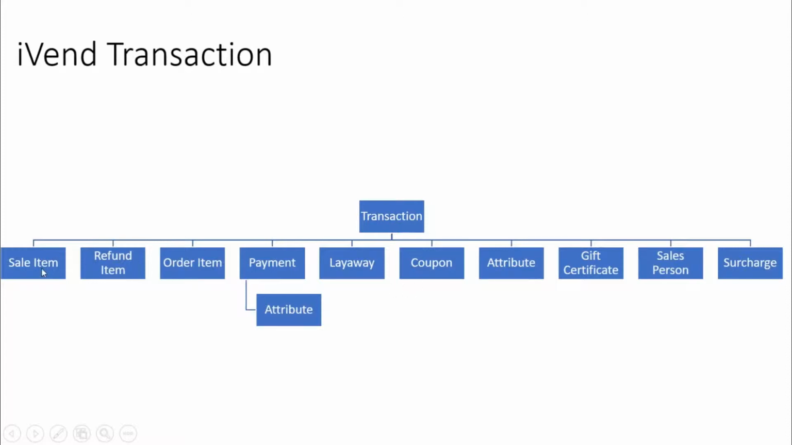For example, we have a table for sale. Actually, sale and refund use the same table, but in the XML you have a different object. We have another table for order, another table for payment, a table for layaway, and so on, as child information. And drilling down, for example, the payment tables have many attributes under them. Okay, so this is the structure of one transaction receipt.